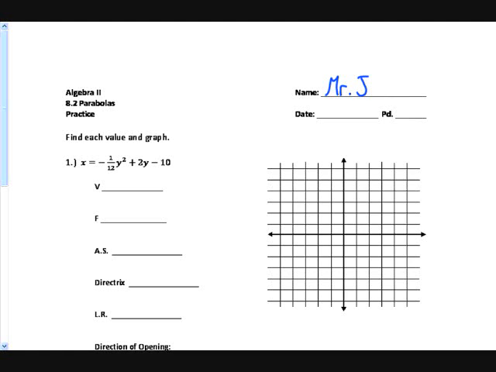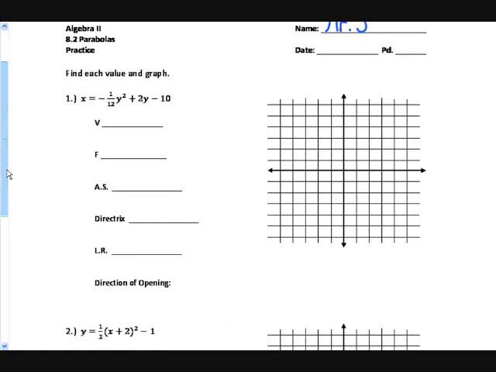If we look at this first one, we're just identifying all the different things that we have here, and then we're going to graph this stuff. So before we get too into this, let's decide if this thing is vertical or horizontal. If we look at the equation, I see that it's x equals, and I've got a y squared value, which means this thing is going to be horizontal.